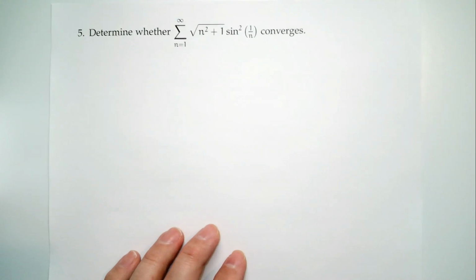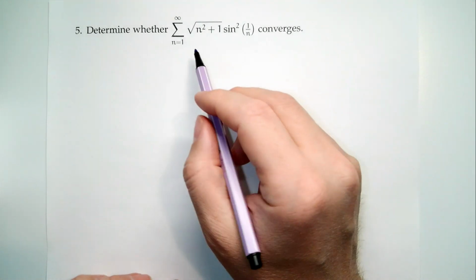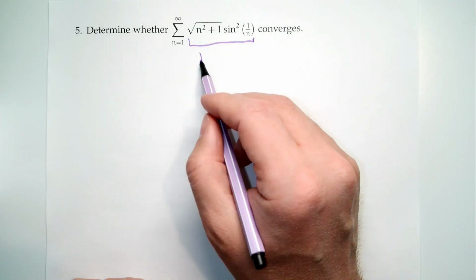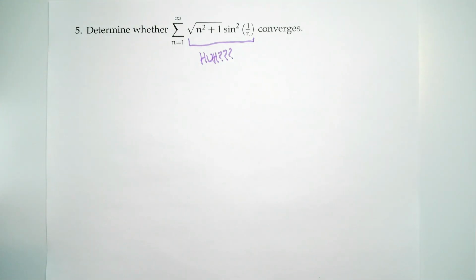Now, number 5. Determine whether the sum from 1 to infinity of the square root of n squared plus 1, times sine squared of 1 over n, converges. And I think it's safe to say that compared to the previous problems, our first reaction when we see something like this is, it's not so clear. It's a little different. In fact, I think that's understating it. It seems a lot different than what we've been talking about so far. So, how do we approach this?